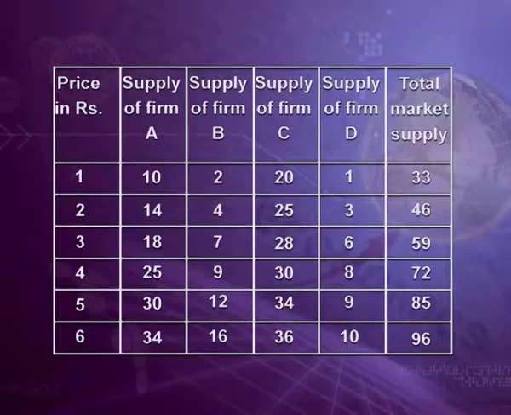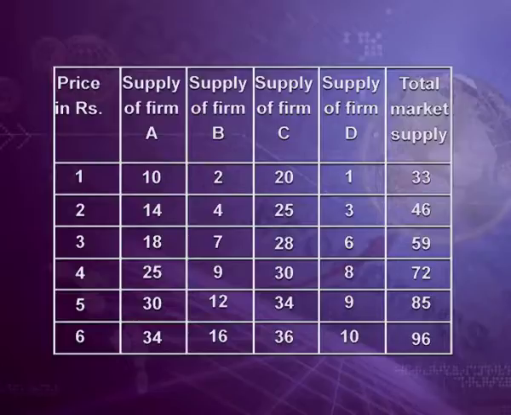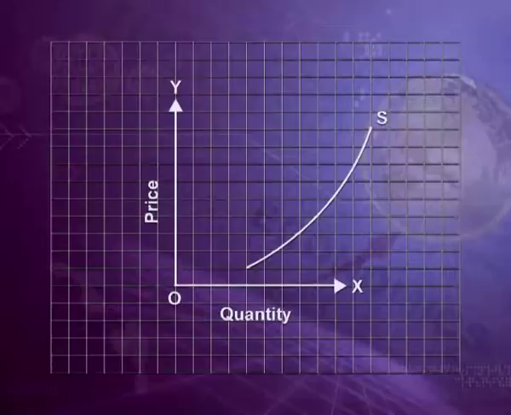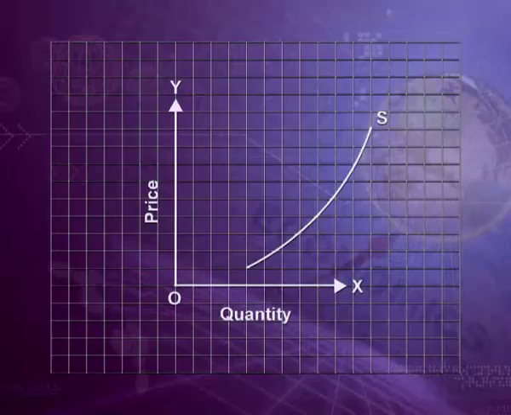This means that at rupee 1, firm A is willing to supply 10 units, firm B is willing to supply 2 units, firm C is willing to supply 20 units, and firm D is willing to supply 1 unit. Or we can say that at rupee 1, total market supply is 33 units. In the same way, we can see that as the prices are increasing, total market supply is also increasing. Now, if we draw a curve using the price and total market supply, what we get is the market supply curve. It can be seen that it is upward sloping, from left to right.